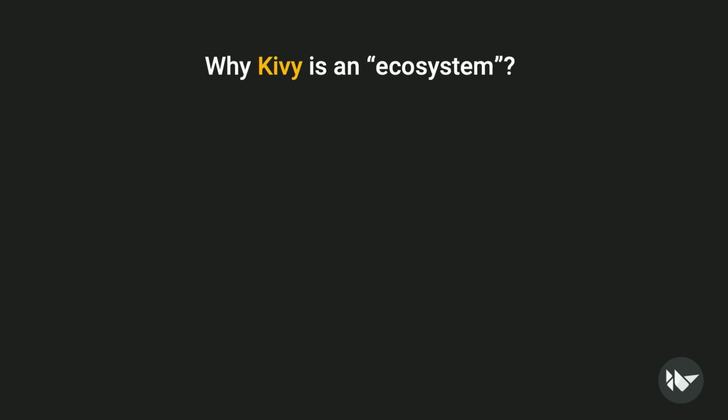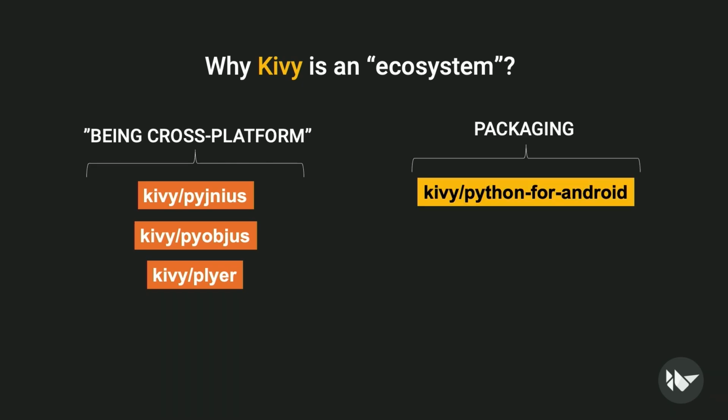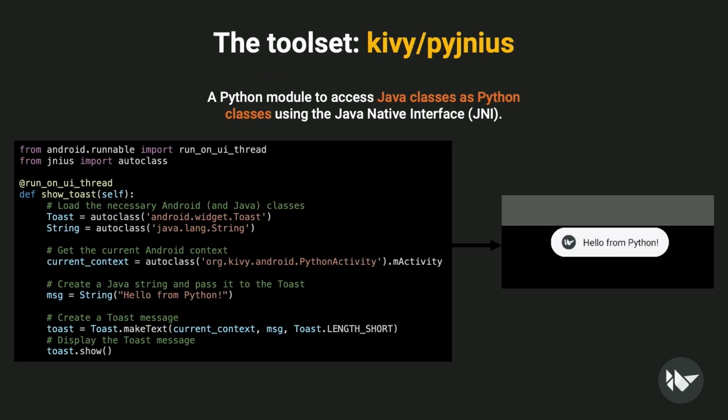So why is Kivy an ecosystem? Well, let's consider 2 major parts. The part which I call being cross-platform, which is Pyjnius, PyObjus, and Plyer, and on the other side, we have the packaging part: python-for-android, Kivy-iOS, and Buildozer. And this is just an overview. We also have other small parts of the Kivy ecosystem, but these are the most important.